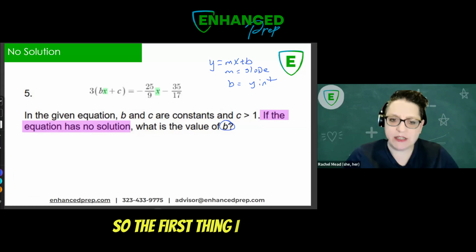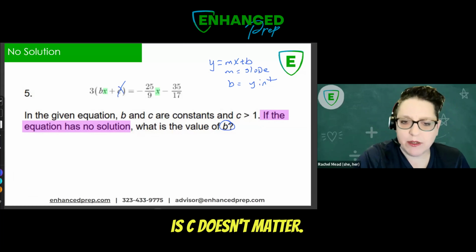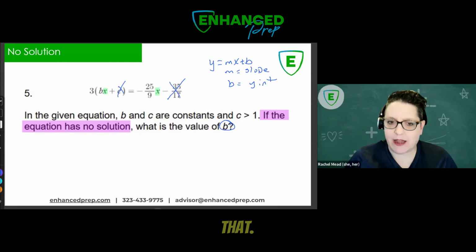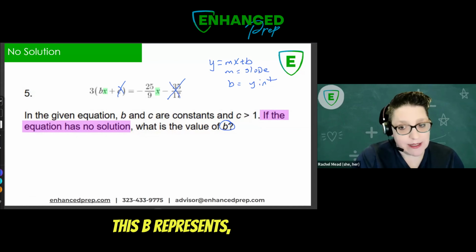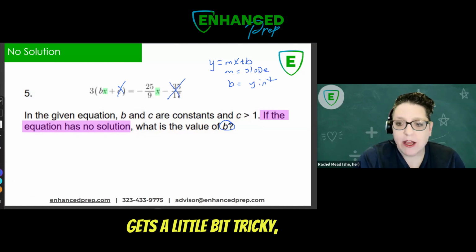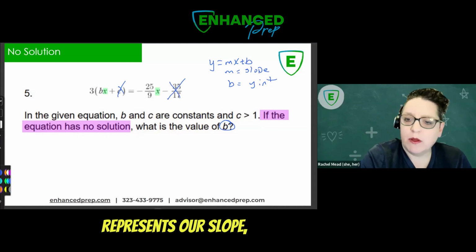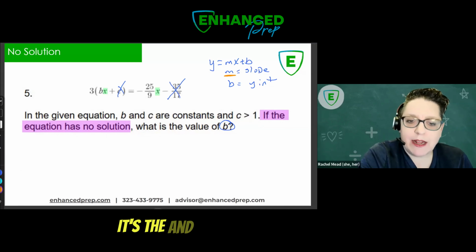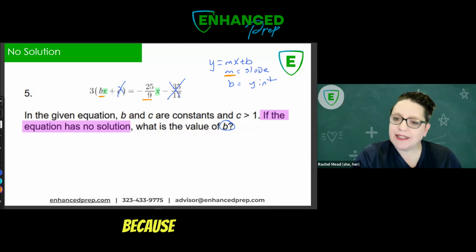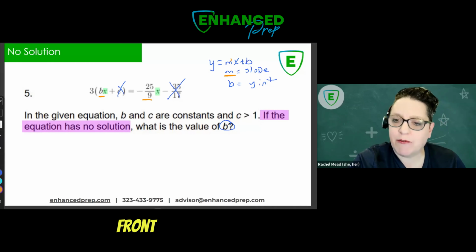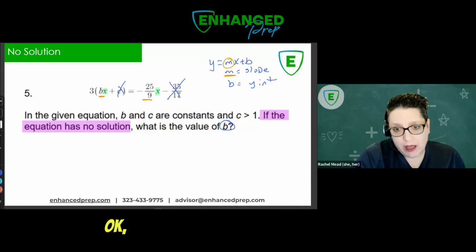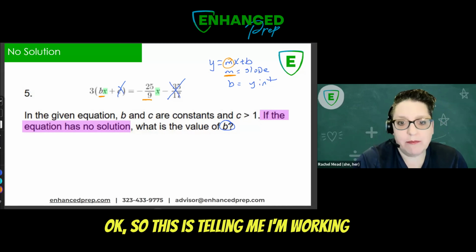So the first thing I need to recognize is C doesn't matter. So I'm not paying any attention to that, and I'm not paying any attention to that. This B represents, and this is where it gets a little bit tricky, because it represents our slope, which is the other value in our equation. It's the m. And I need to recognize that it's the m because it's the number directly in front of my x in my standard linear equation. Okay, so this is telling me I'm working on my slope.